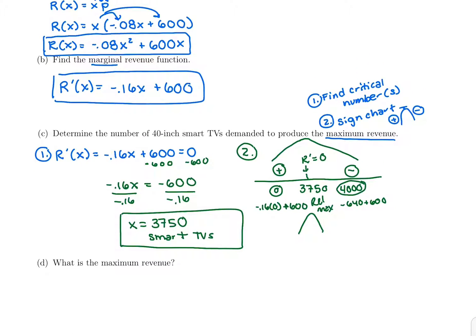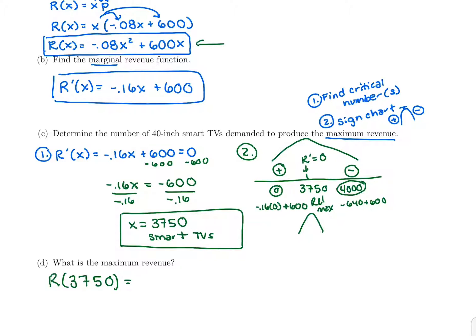The next part says, well, this is going to be their natural next question. You tell them how many TVs to make to maximize their revenue. Of course, their question right after that is, well, what is our maximum revenue going to be? What's the payout going to look like for this? So we want to plug back into the original function to find this y value. Remember, if you accidentally plug into the derivative, you're going to get 0 because it made the derivative 0. We want to see what is the maximum revenue they're going to get.